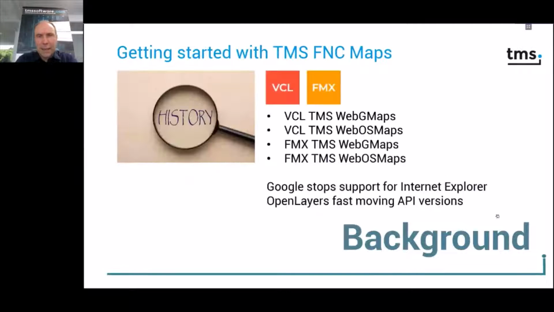So formerly, we had 4 products. First of all, the very first product that we released that offered mapping services was the VCL TMS Web Gmaps. That was Google Maps only. It was a VCL product only. And of course, it offered various features of Google Maps for your VCL Windows applications.